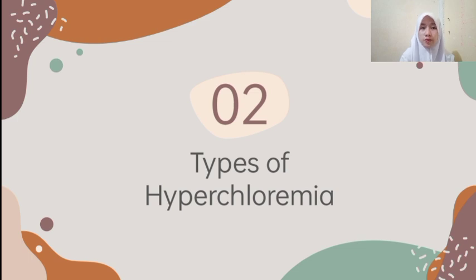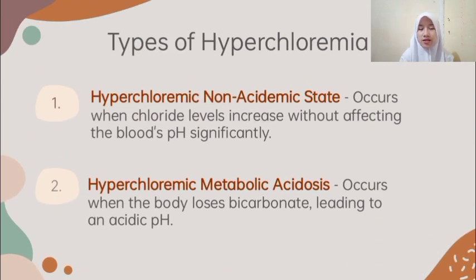So we have two types of hyperchloremia. The first one is hyperchloremic metabolic acidosis. This is caused by bicarbonate loss, often seen in diarrhea or renal issues. And the second one is the hyperchloremic non-acidemic state, which occurs when the chloride level increases without affecting the blood pH. This is often due to dehydration.